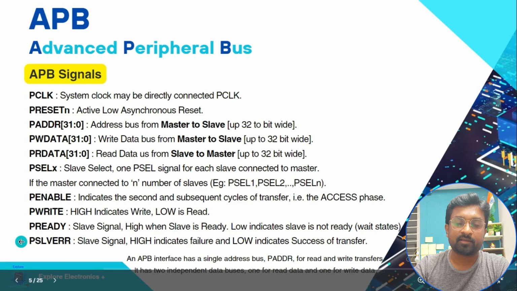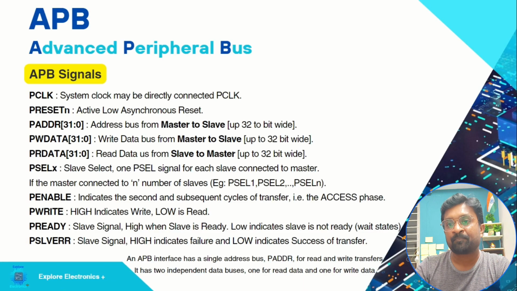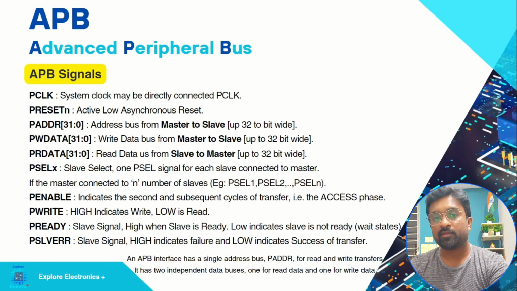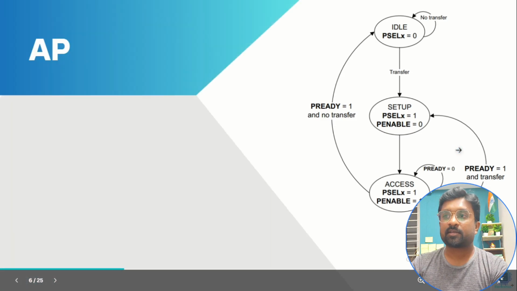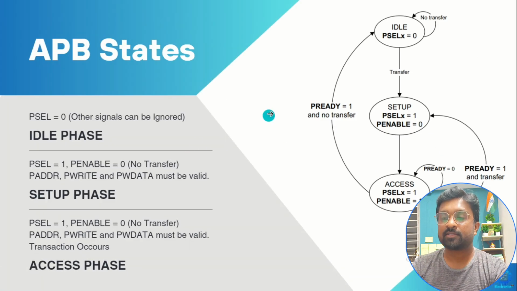And P slave error, it is also a kind of response from the slave for the transaction. When this signal is high, it indicates there is an error in the transaction. The transaction may not complete properly. When slave error is 0, it is indicating the transaction is successful. This is the only response signal we have in APB, indicating the error or no error in the transaction. So let us try to understand APB further with a state diagram.